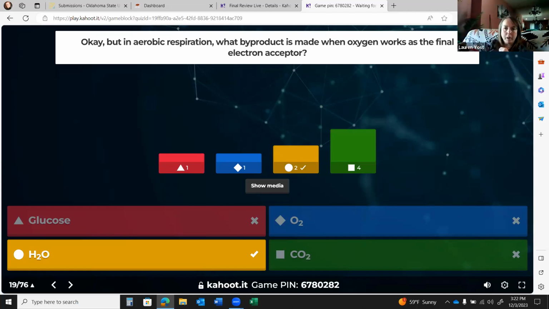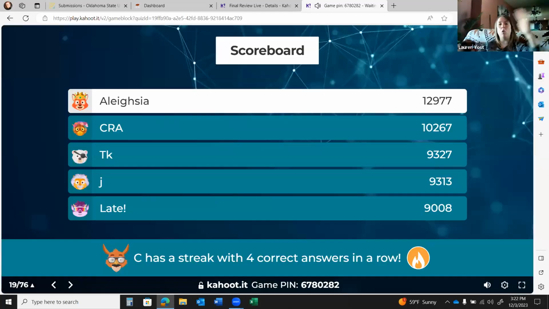So yeah, water. We do make carbon dioxide obviously in the whole process, but that isn't necessarily linked to aerobic respiration. It's something that will occur in the Krebs cycle as well as right before the Krebs cycle.